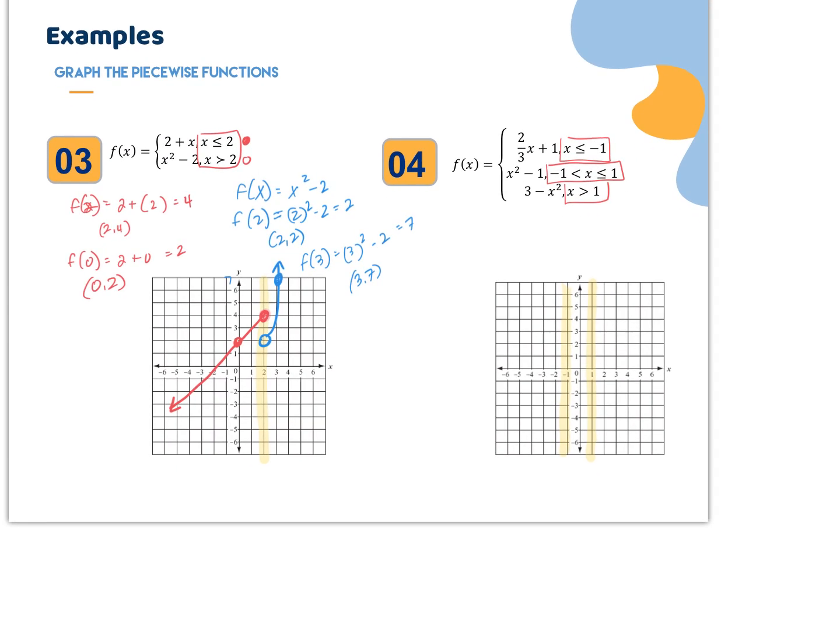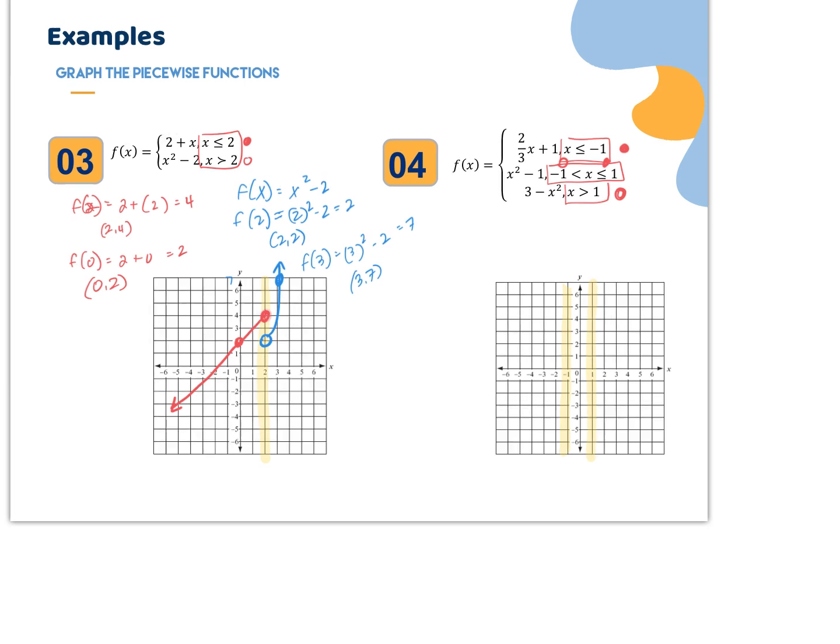I'm going to start with, this one's going to have a solid circle at -1. This one's going to have an open circle at 1. And this one's going to have open on this side and solid on this side. So it's going to be kind of weird. I'll show you.